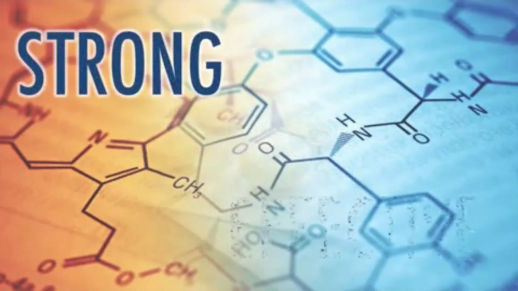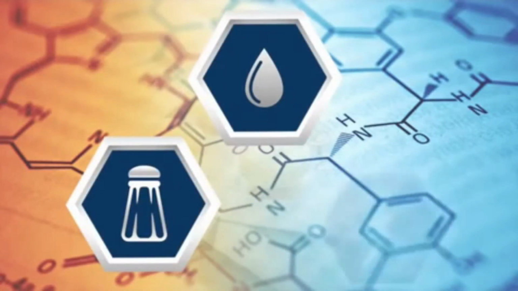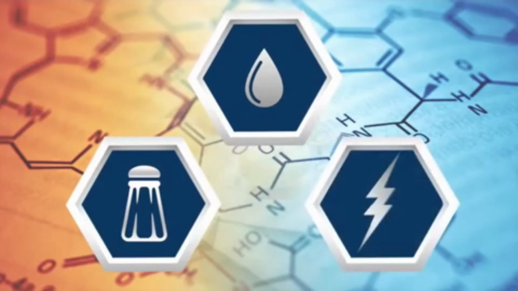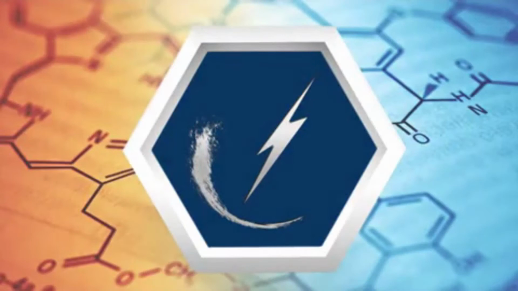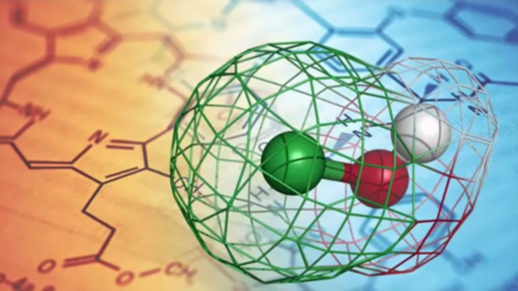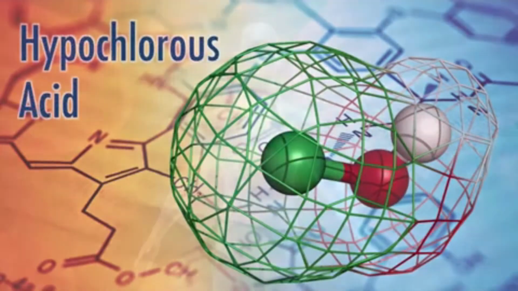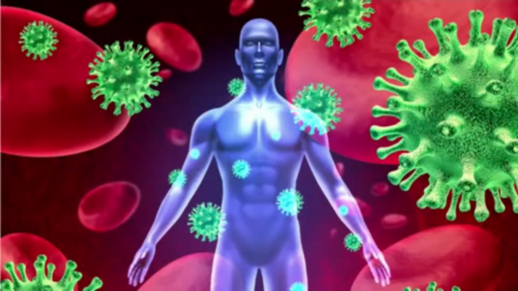Imagine strong, effective products made of nothing more than salt, water, and an electrical charge. Through the process of electrolysis, or electrochemical activation, the salt water is transformed into Analyte water, a disinfectant when used in appropriate concentrations. The active ingredient in the resulting solution is hypochlorous acid, a naturally occurring acid also found in the human body's response to fighting infections.